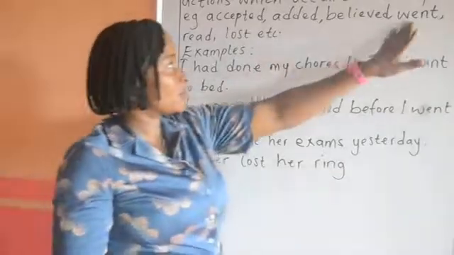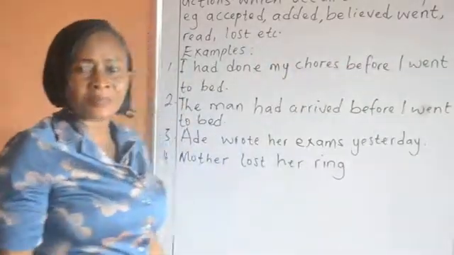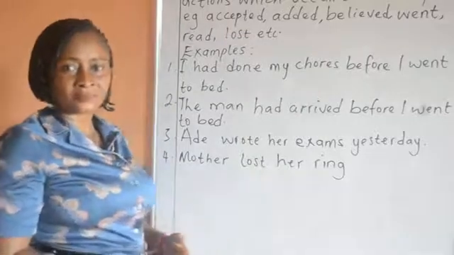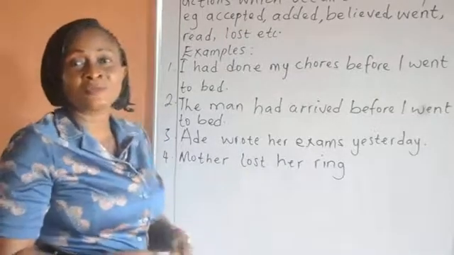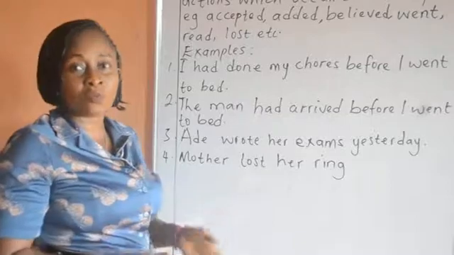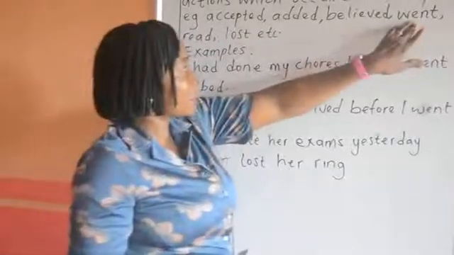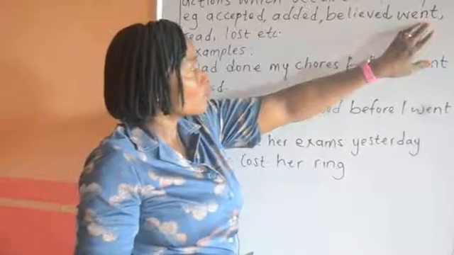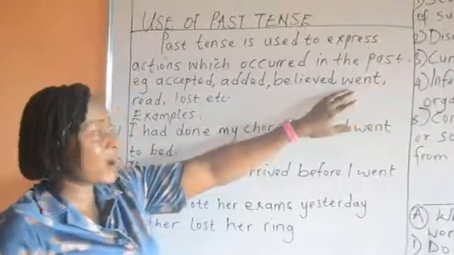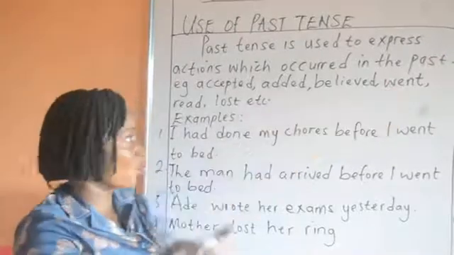An example is the word went. You can tell me the present tense of the word went. The present tense of the word went is what? Go. Okay? So you see, it was changed from go to went. Went is the past tense of the word to go.